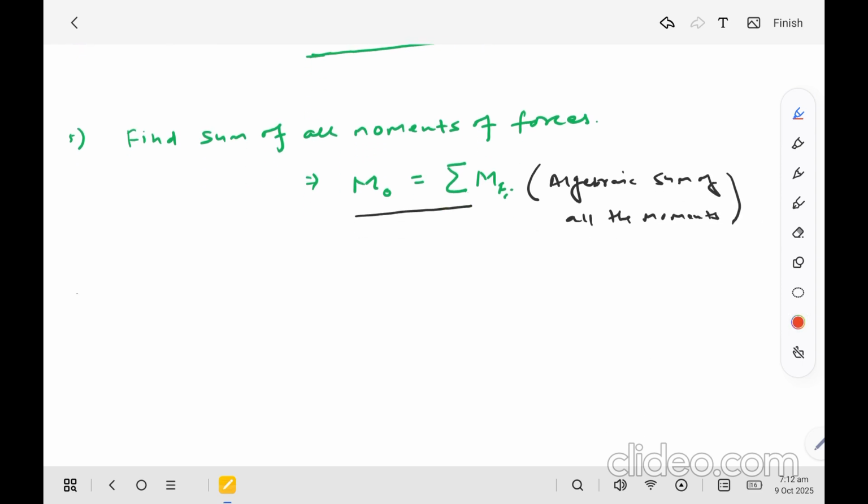So now you know the sum of the moments of all these forces. Now we will apply the Varignon theorem. Okay, the next task is to apply Varignon theorem.